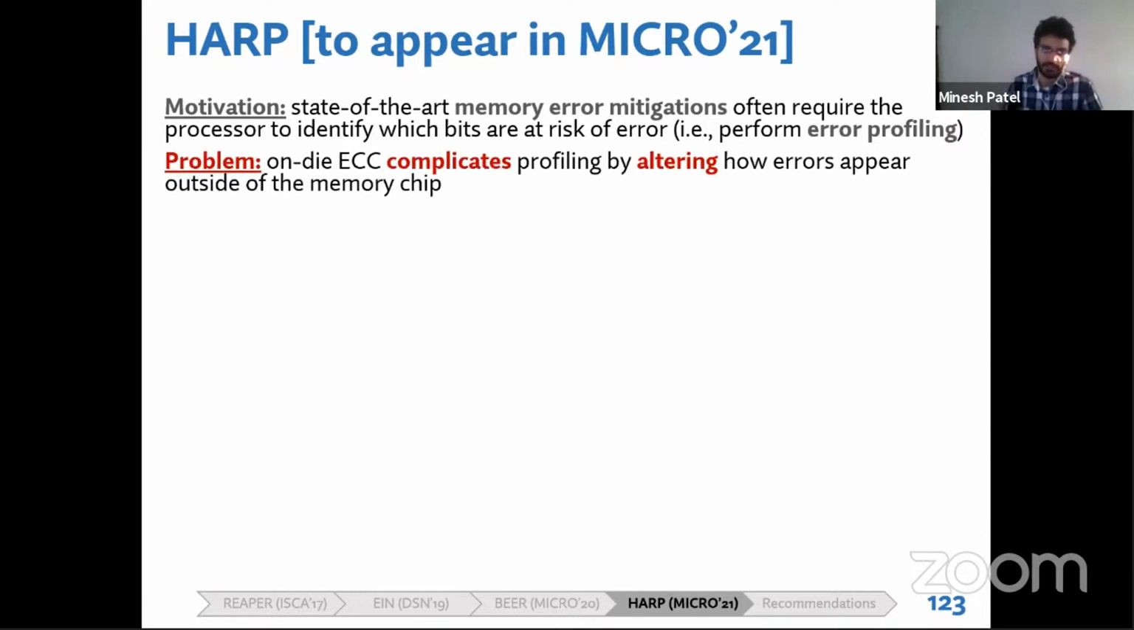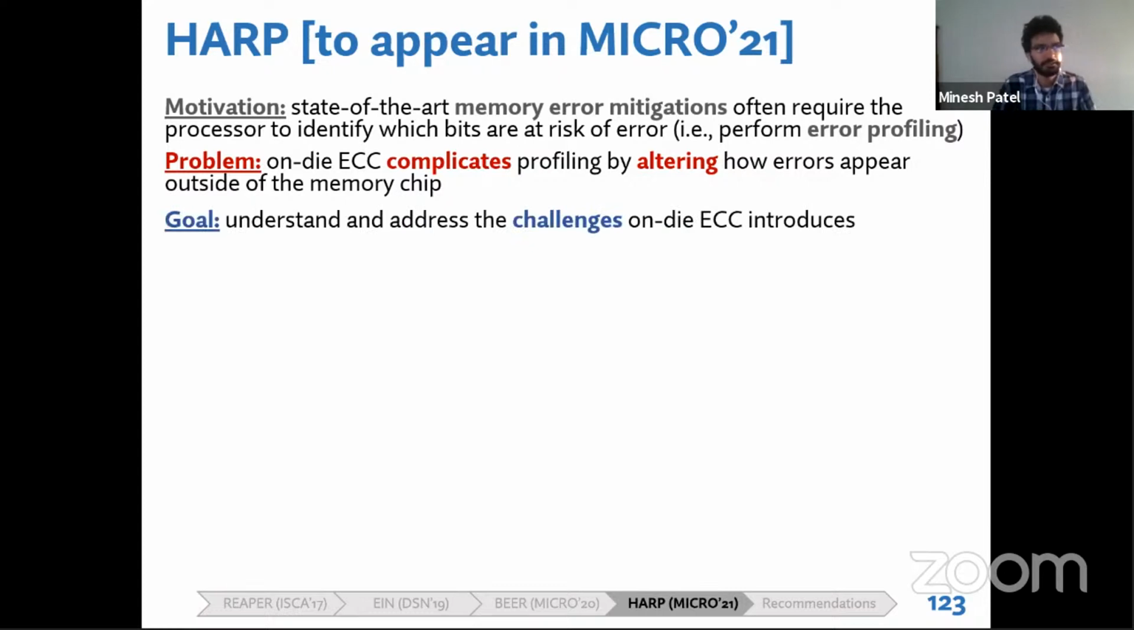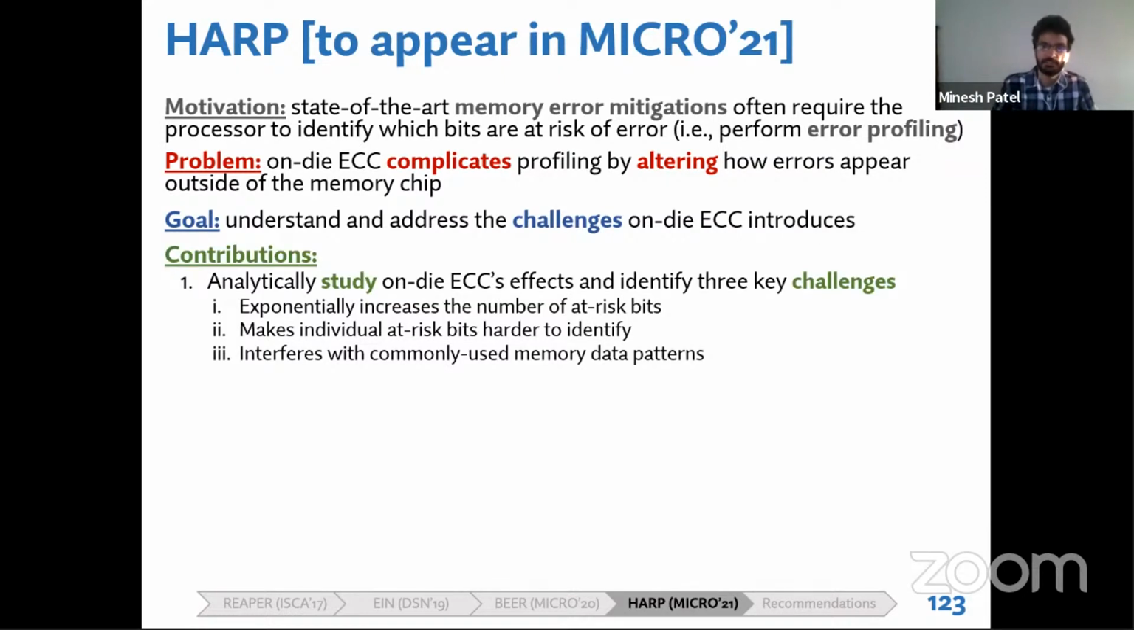Now, the problem is that on-die ECC complicates profiling because it alters how errors appear outside of the DRAM chip. Our goal in this work is to understand and address the challenges that on-die ECC introduces for error profiling. To this end, we have two contributions. First, we analytically study on-die ECC's effects and identify three key challenges that the error profiler needs to address. First, on-die ECC exponentially increases the number of at-risk bits that need to be identified. Second, on-die ECC makes individual at-risk bits much harder to identify. And third, on-die ECC interferes with commonly used memory data patterns that are used to speed up testing.